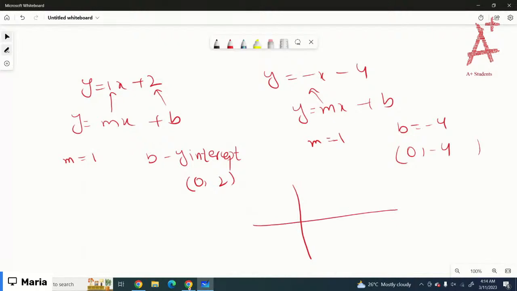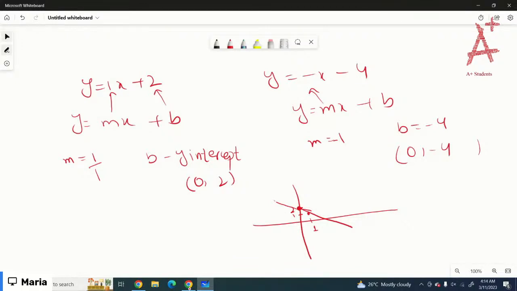Okay, for the first one, the y-intercept is 0 and 2. Here you have 2. Here is the first point, 0 and 2. The second one: the slope is 1, so it would be 1 over 1. That means 1 point down and 1 point right. It would be then here. 1 down, 1 right. Got it? It would be 1 and 1. That is the line of the equation for 1.